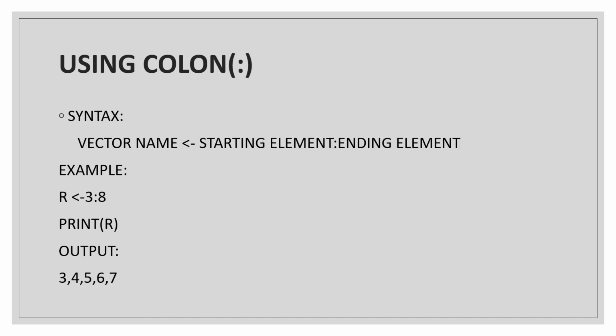So next let us create a vector using colon method. The basic syntax for this method is vector name equals to starting element followed by colon and ending element. So let us see the example. R equals to 3 colon 8. Here 3 is the starting element and 8 is the ending element. So if we want to know which elements are there in R vector, we print the R vector, which gives the output from 3 to 7.